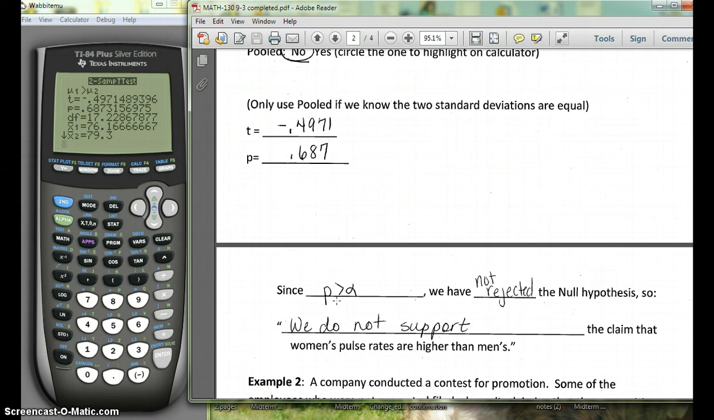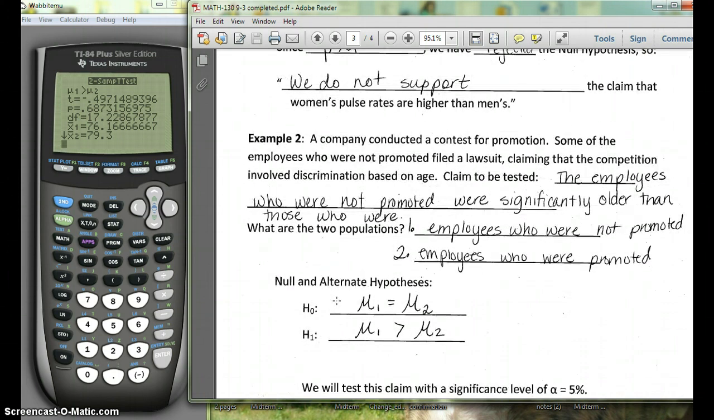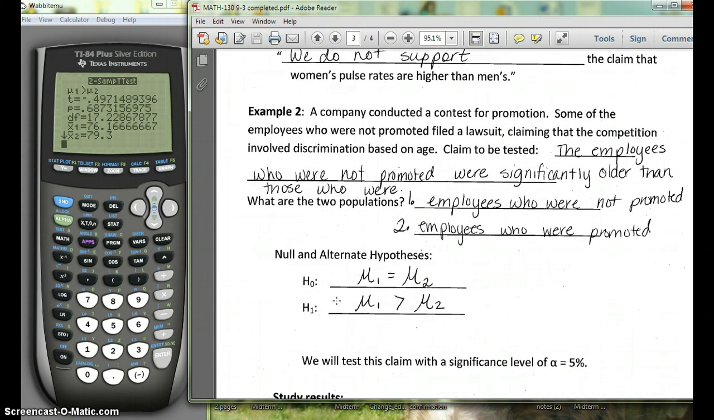Okay, so now we're going to do a second example where we're going to use the stats feature instead of the data feature. This example says that a company conducted a contest for promotion. Some of the employees who were not promoted filed a lawsuit claiming that the competition involved discrimination based on age. So the claim we're testing is that employees who were not promoted were significantly older than those who were.